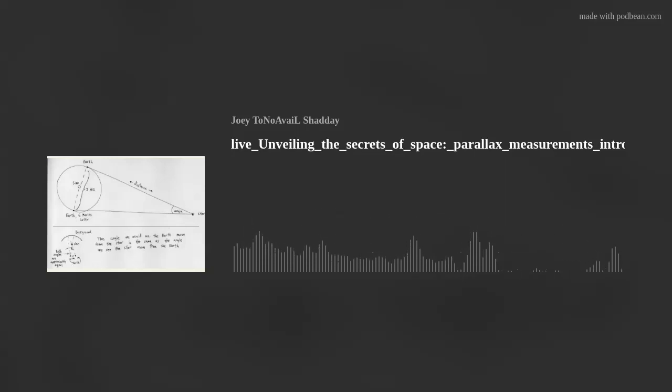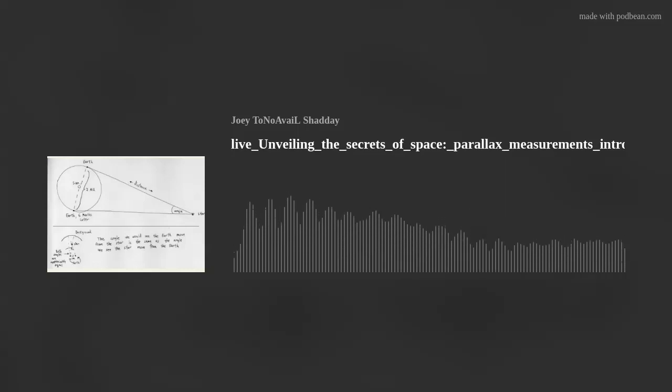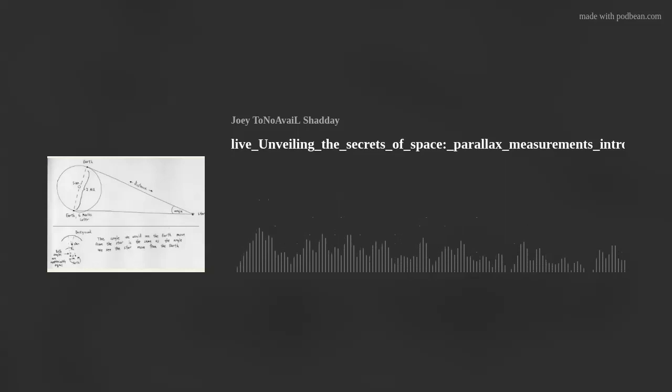And a little bit more of an explanation of how parallax measurements are used to measure stars, planets, and other celestial bodies in space, followed by these step-by-step instructions. I'm going to go over them with you. It's pretty cool, man, really.